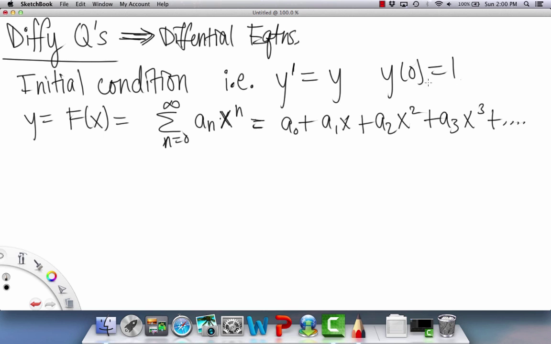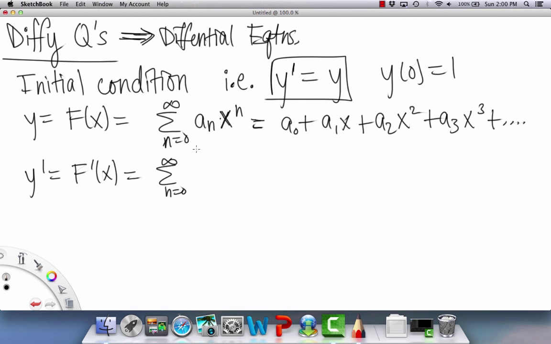All right, so then what would our y prime look like? So that we can examine this relationship, we would have f prime of x, and we've done this before, we bring the n down in front, the power, n times a sub n, x to the n minus 1. So then we can just differentiate the terms on the right.